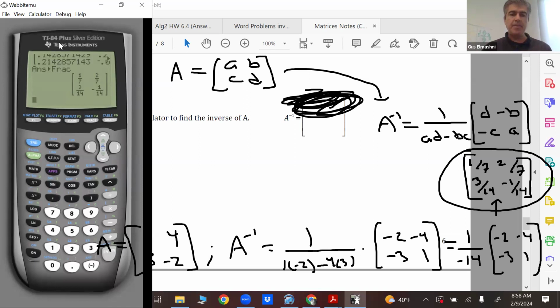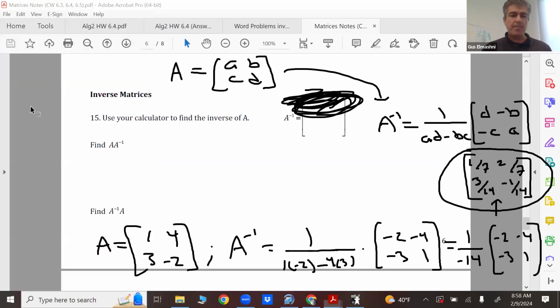Now, what if I multiplied A by its inverse? So A is this, right? 1, 4, 3, -2. And the inverse is this. 1/7, 2/7, 3/14, -1/14.